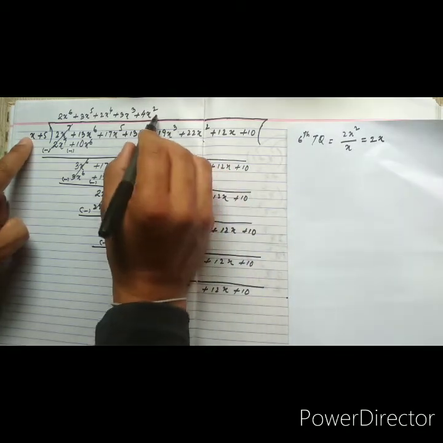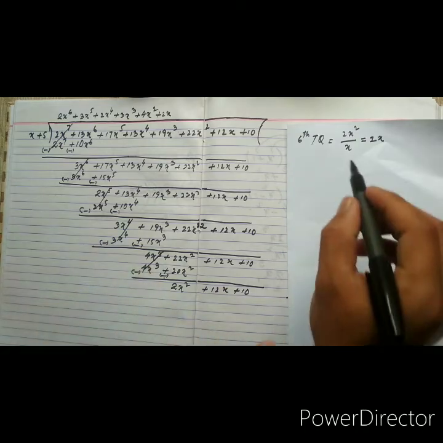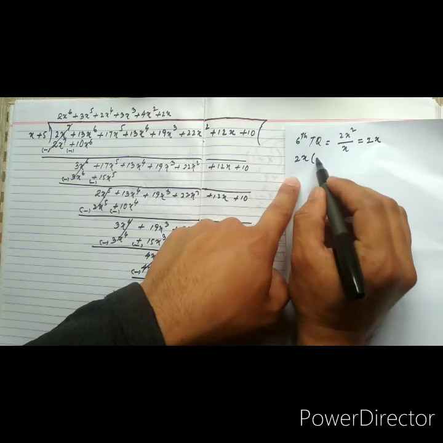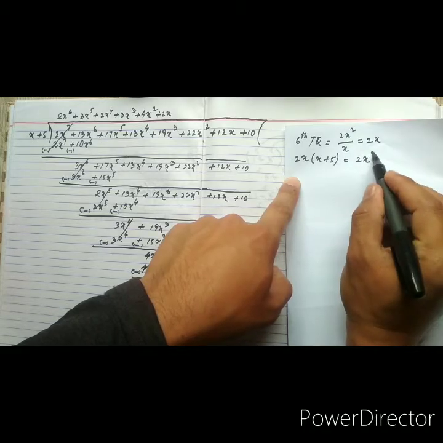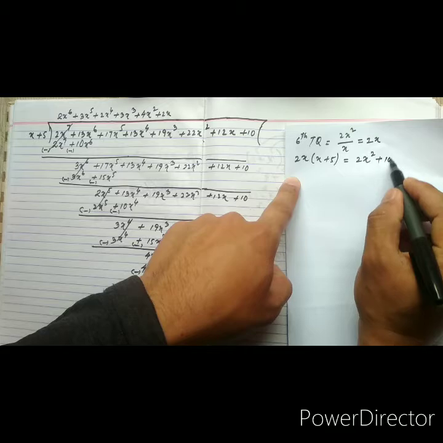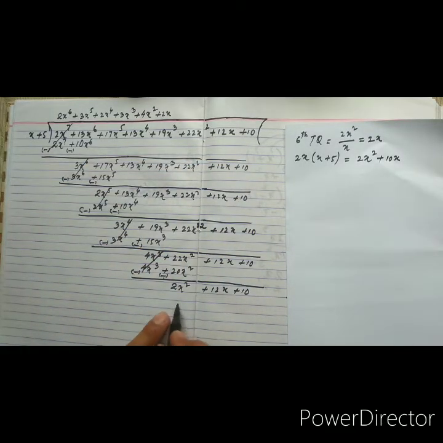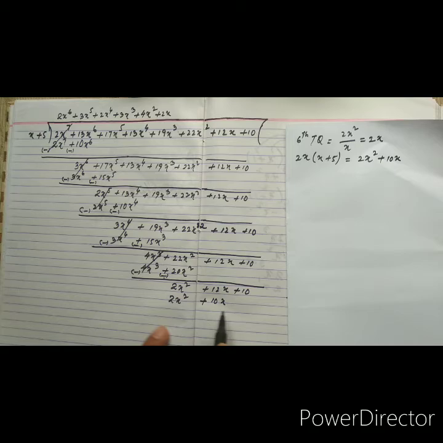This 2x will be written here, 2x. Then 2x will multiply with x plus 5. Then we'll get 2x^2 plus 10x. So we'll write here 2x^2 plus 10x. Then we'll subtract now. Here negative, here also negative. You can cancel it. Then we'll get 12 minus 10 is 2. So 2x plus 10.